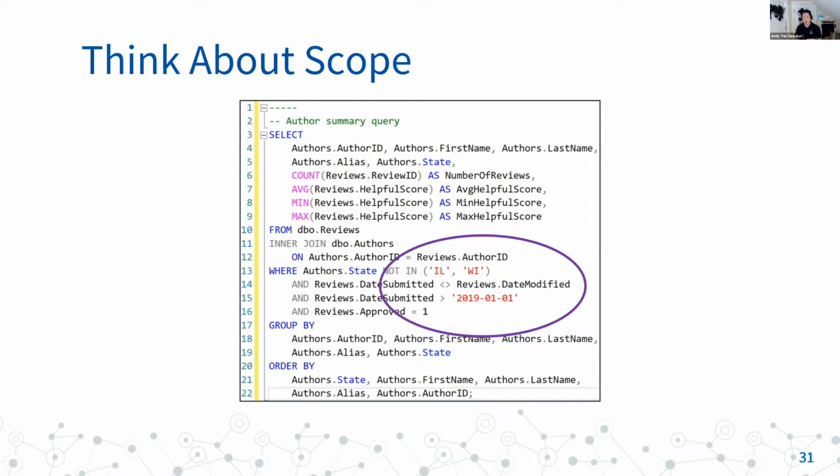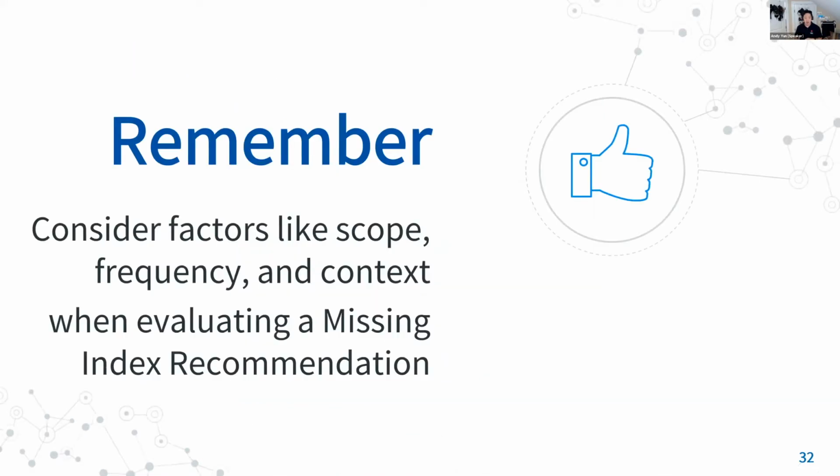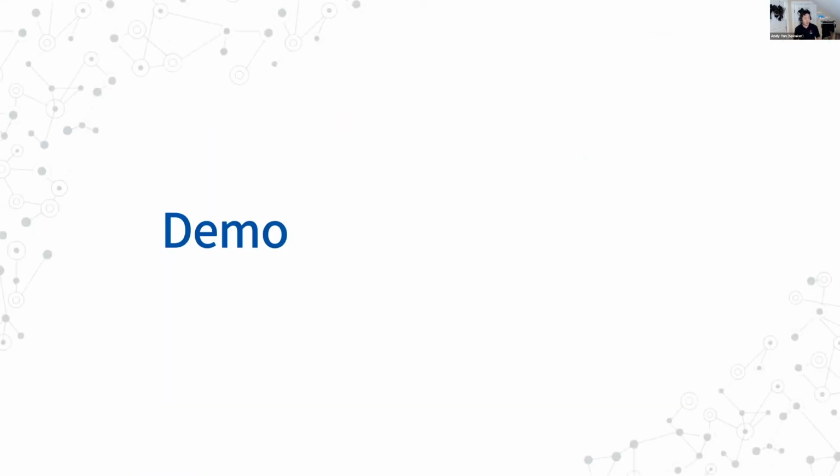So let me just do a bit of recap here. You want to be mindful and reconsider the bigger picture when it comes to a missing index recommendation. You must consider how frequently it's being used, its scope, its context, and so on. And hopefully the demo scripts that I have will really drive these points home, okay? But keep these things in mind as we get into the demo, which starts right now.